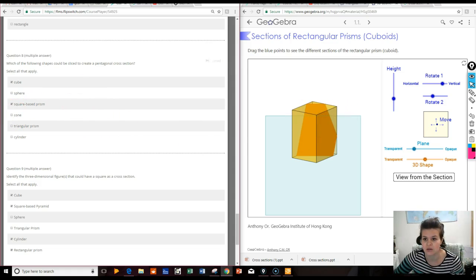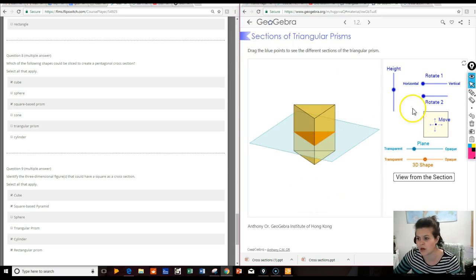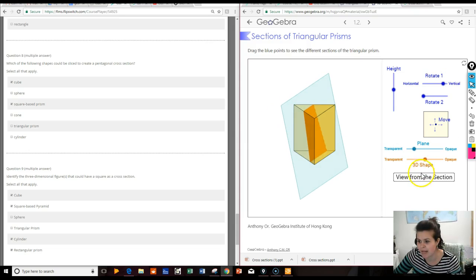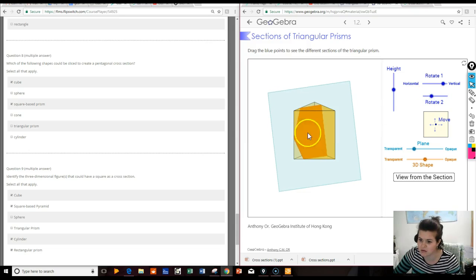A cone doesn't have enough flat surfaces to go through to make a pentagon. A triangular prism would work. There are 5 faces to a triangular prism, so if we were able to cut through all 5 of those sides, then we would be able to create a pentagon. So if we're cutting through all of the sides, 1, 2, 3, 4, 5, there's our pentagon. And a cylinder doesn't have enough hard sides or flat surface sides to create a pentagon.